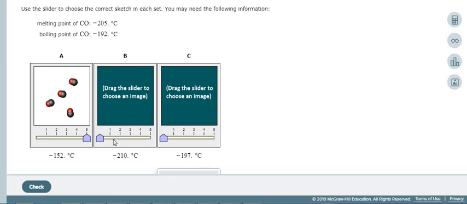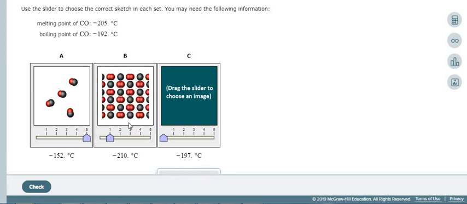Okay, so it's a solid, and so this is not carbon monoxide, so that can't be it. This is carbon monoxide. It is in a very ordered state. I believe that this is going to be it, because it looks like a solid to me, and at minus 210 things should be a solid. That looks kind of like the gas phase to me. That looks like a liquid phase to me, and that is not carbon monoxide. And so I'm going to put this.